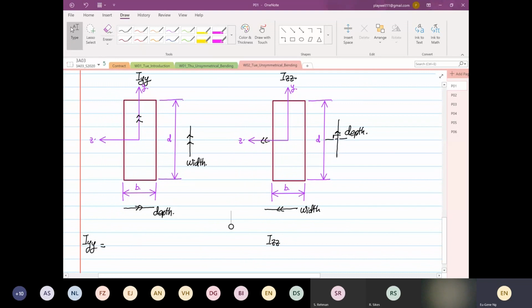Yes or no? So you can see on the IYY, if I project this here, this is perpendicular. Sorry, what am I doing? I'm already confused already.